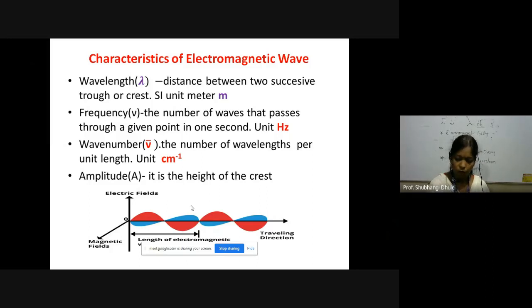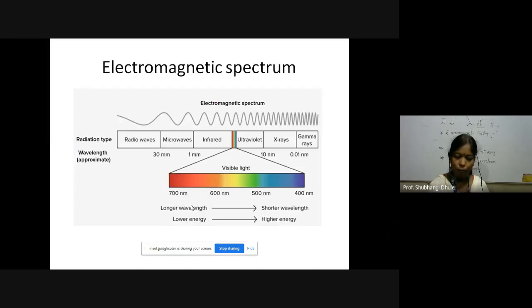Now we'll go to the next topic, the electromagnetic spectrum. We have studied what electromagnetic radiation is, what its sources are, and what its characteristics are. The electromagnetic spectrum is the arrangement of the series of different electromagnetic radiations in the form of increasing energy, or decreasing frequency or wavelength.